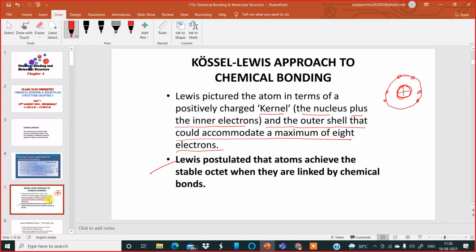Lewis also postulated that atoms achieve the stable octet when they are linked by chemical bonds. So as soon as atoms combine, they form a chemical bond with other atoms. By sharing electrons, they achieve an octet.